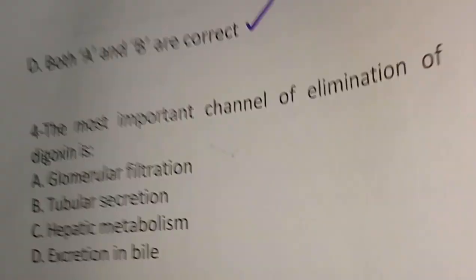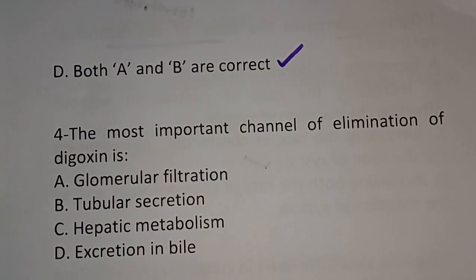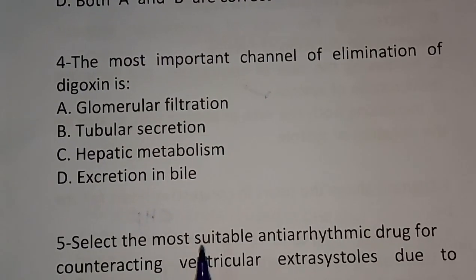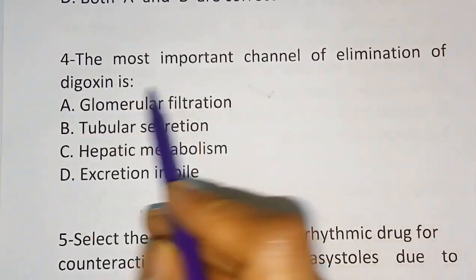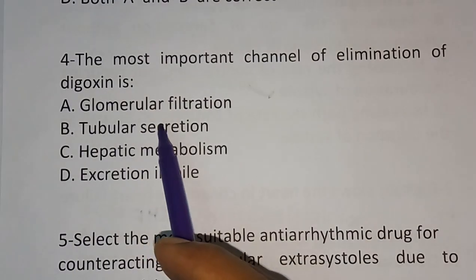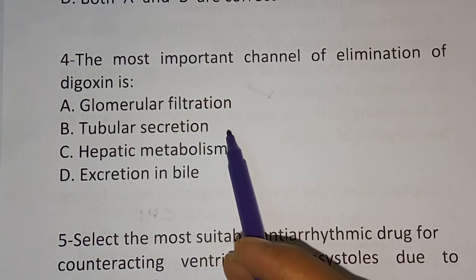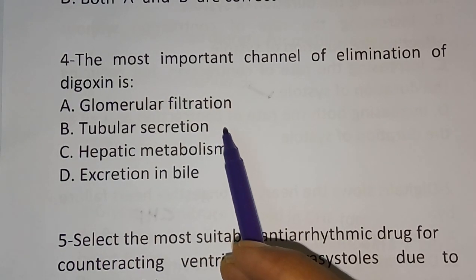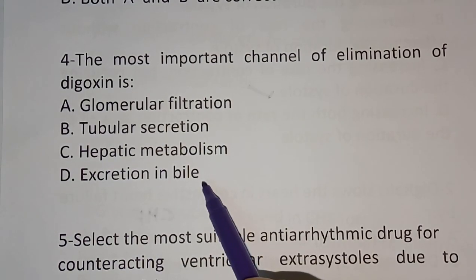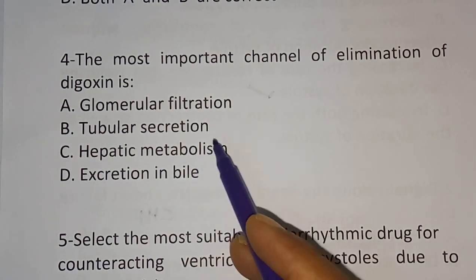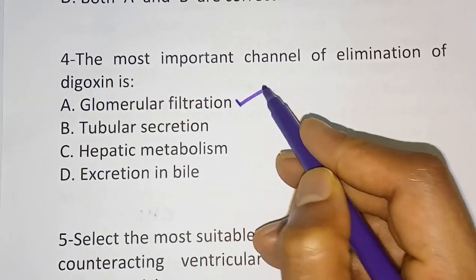We will move to the next question, question number 4. The most important channel of elimination of digoxin. Option A, glomerular filtration, option B, tubular secretion, option C, hepatic metabolism, and option D, excretion in bile. The correct answer for this question, glomerular filtration.